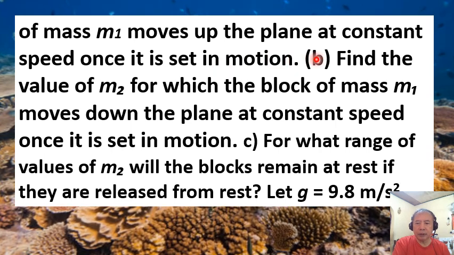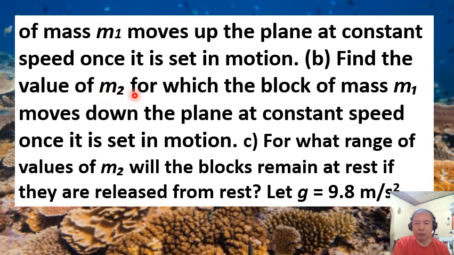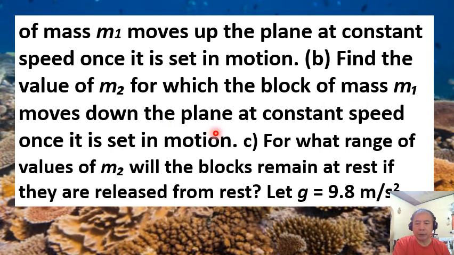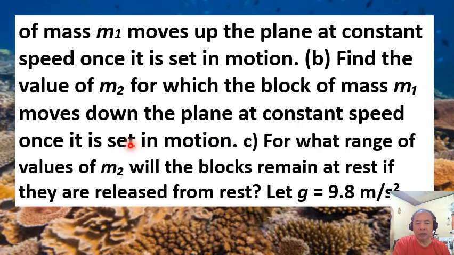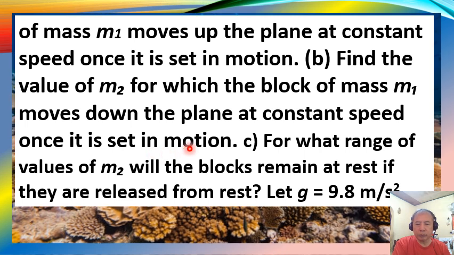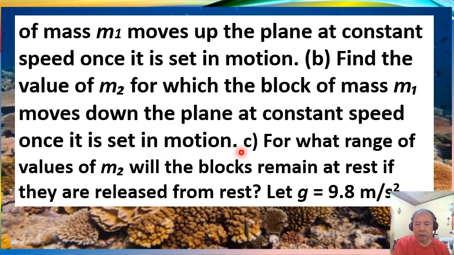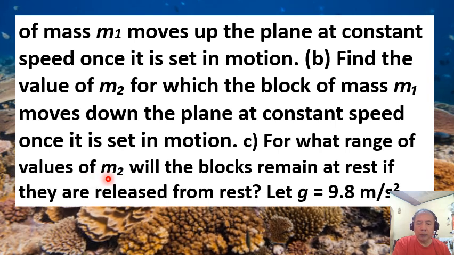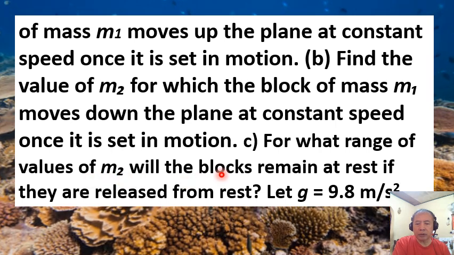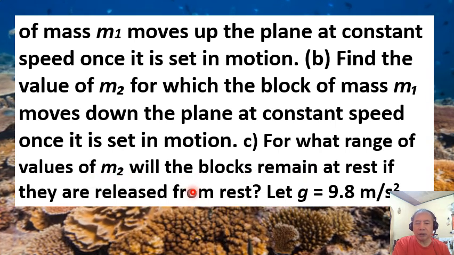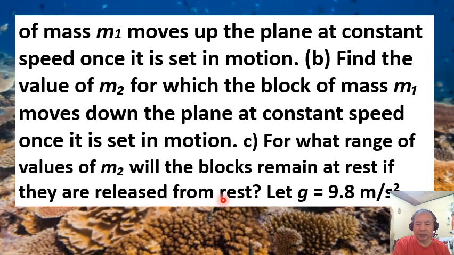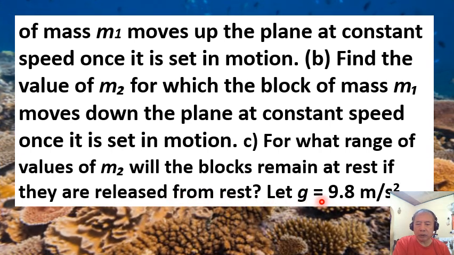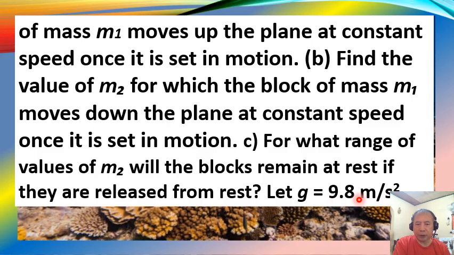Question letter B, find the value of mass m2 for which the block of mass m1 moves down the plane at constant speed once it is set in motion. And question letter C, for what range of values of mass m2 will the blocks remain at rest if they are released from rest? Let acceleration due to gravity g be equal to 9.8 meters per second squared.